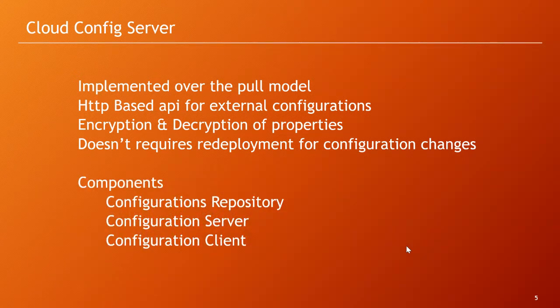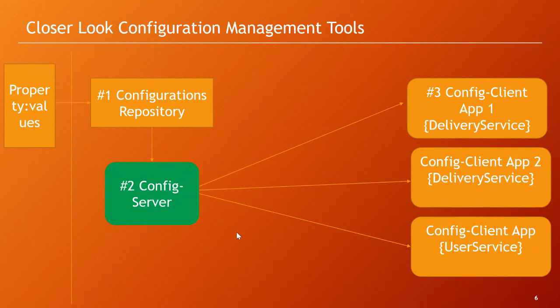The key components of a Cloud Config Server are, first, the configuration repository. We'll see what different types of repositories we have. The second component is the configuration server, which will manage all the repositories or all the application properties. Then we have the client, the application client which requires all these properties; those are called application clients. So this is the actual architecture it will follow.